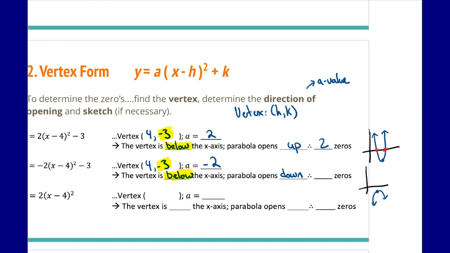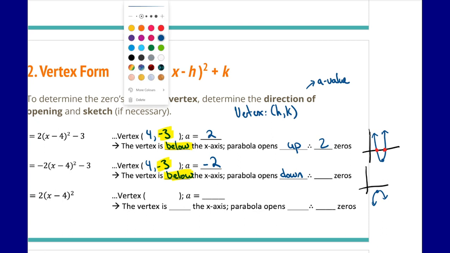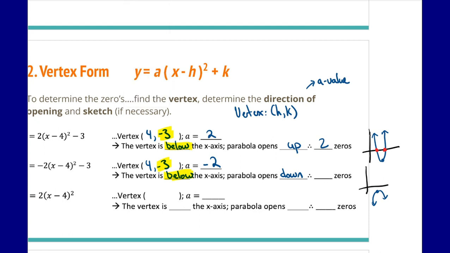Is that parabola ever going to touch the x-axis? Nope. Not if it opens down. So that means I have 0 zeros, or 0 x-intercepts.